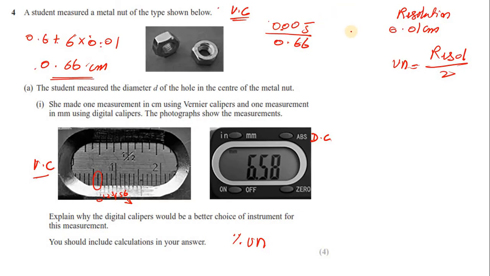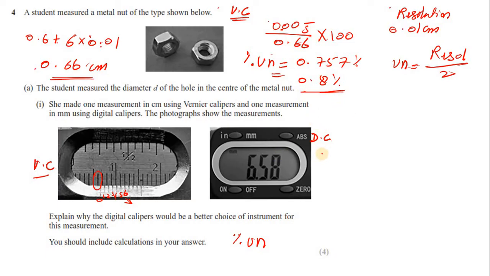In that way you can, and of course, because it is percentage uncertainty, multiply by 100. So the percentage uncertainty in Vernier caliper is 0.757%. You can round it off to 0.8%. So this is the 0.8% percentage uncertainty of the Vernier caliper.